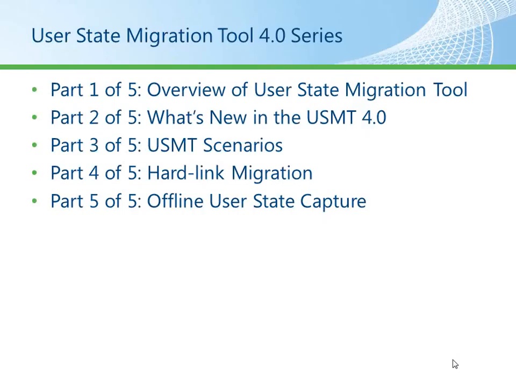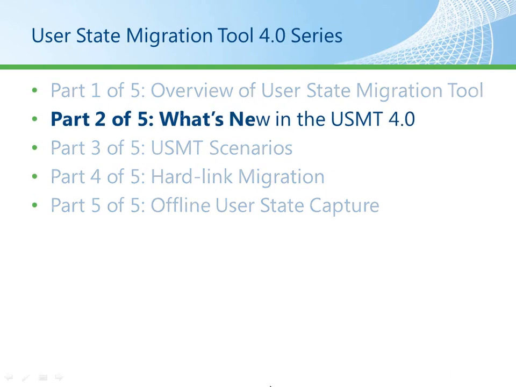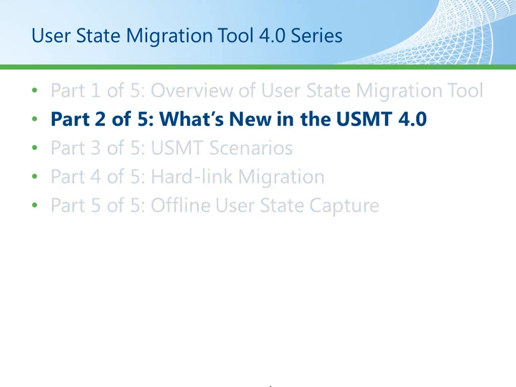The User State Migration Tool 4.0 series that we're doing here is split up into 5 parts. Part 1 is the overview of the User State Migration Tool itself. Part 2 is we'll take a look at what's new in the USMT 4.0. Part 3 is the USMT scenarios. Part 4 is the hard link migration. And then finally on Part 5, we'll take a look at using the USMT for doing offline user state capture. In Part 2 of 5, we're going to be looking at what's new in the USMT 4.0.